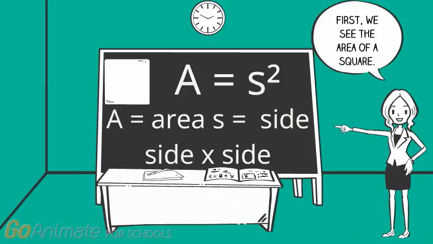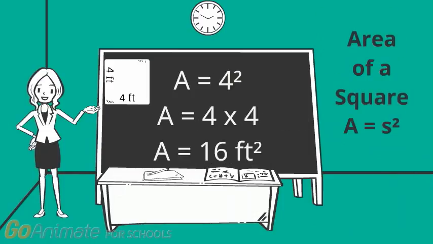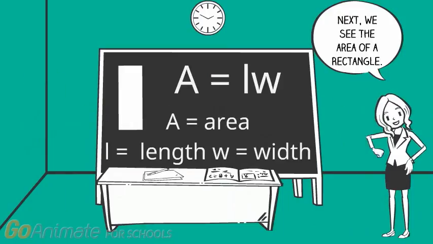The first formula we see on the GED formula sheet is for the area of a square. The formula is A equals S squared, where A is area and S is side. Therefore, to find the area of a square, we take the measurement of a side and multiply it by itself. Side times side. In the example on the board, the side of the square is 4 feet. To find the area, we use our formula. So A equals 4 squared. Or, more simply, we multiply 4 times 4 and get 16. Our answer for area will always be expressed in square units. So our answer is 16 feet squared.